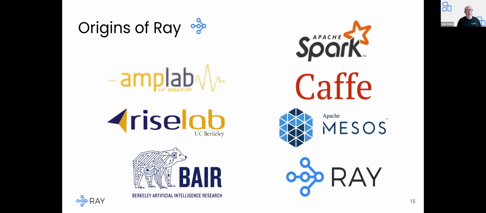AMPLab was one of the earlier crucibles of innovation that created Apache Spark and Mesos, and then AMPLab was shut down. It was succeeded by Rise Lab, headed by Professor Ion Stoica, who also happens to be the founder of Anyscale, and Ray emerged out of that. There are other projects under UC Berkeley which feed into the open source ecosystem very well. So those were the origins of Ray.